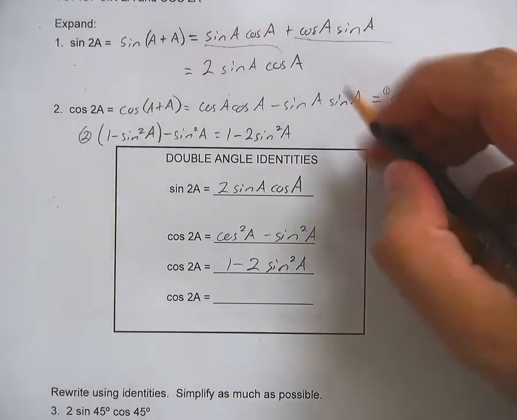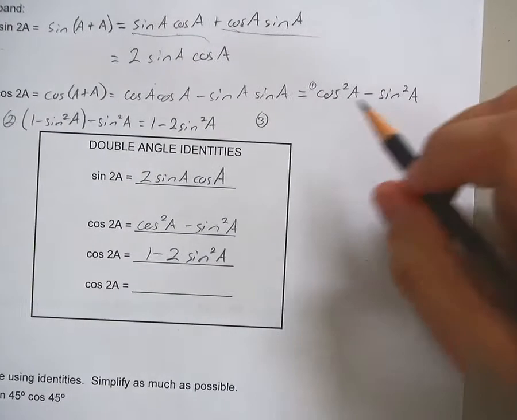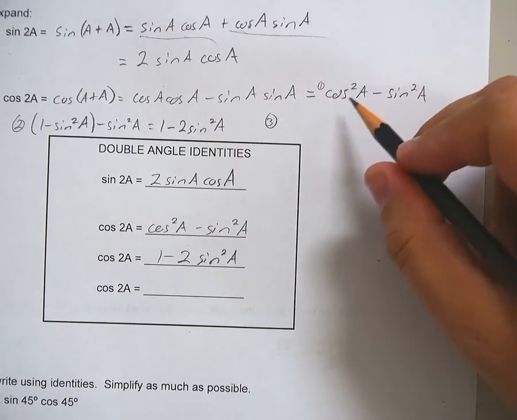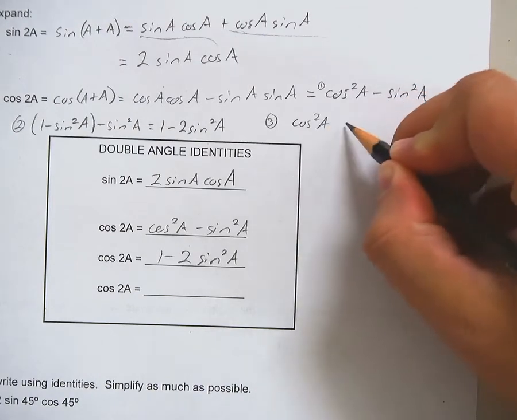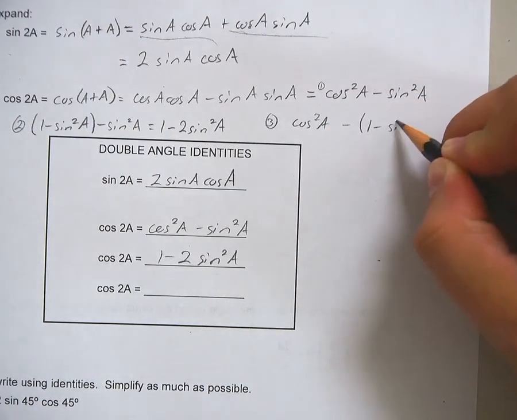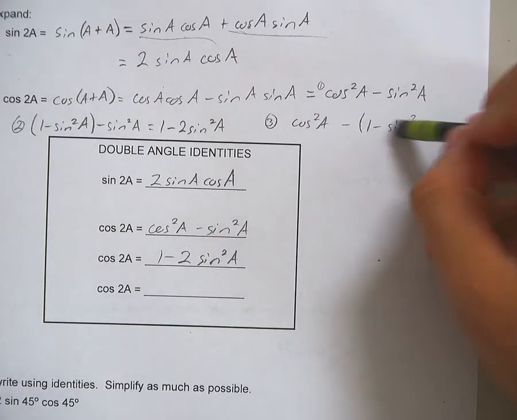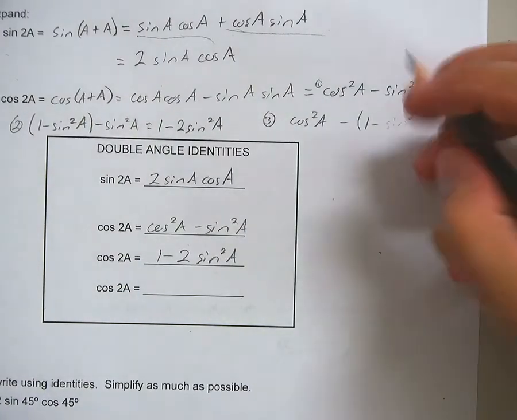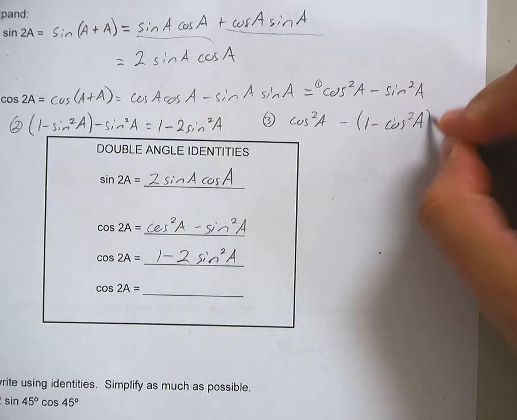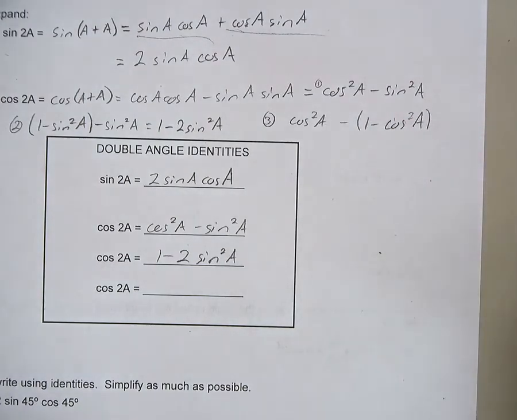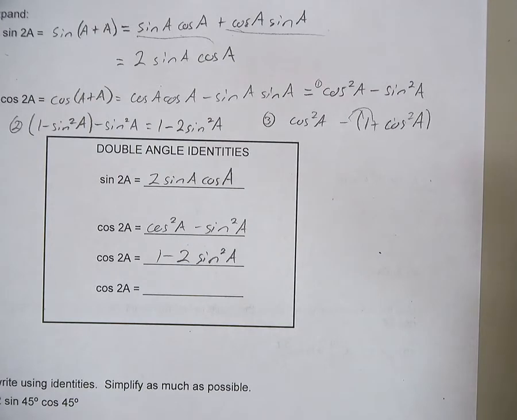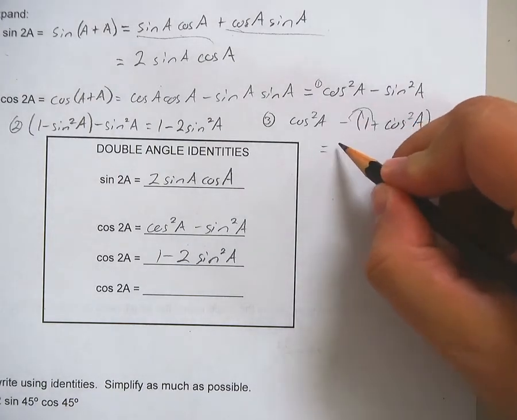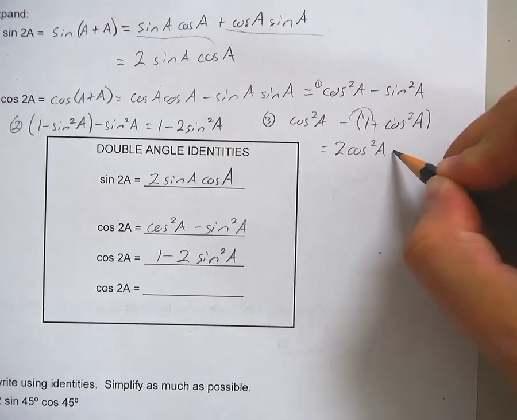And then the same thing, number 3, would be what happens if we take sine squared a and put in 1 minus cosine squared a. So it's going to look something like this. We'll have cosine squared a minus, parentheses, 1 minus cosine squared a. So now this will be a negative 1 and a positive cosine squared. So we'll have 2 cosine squared a minus 1.